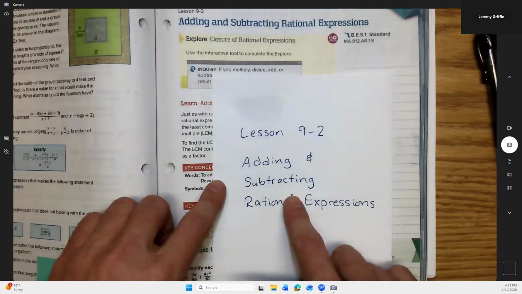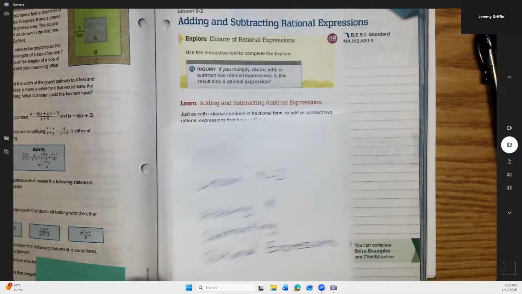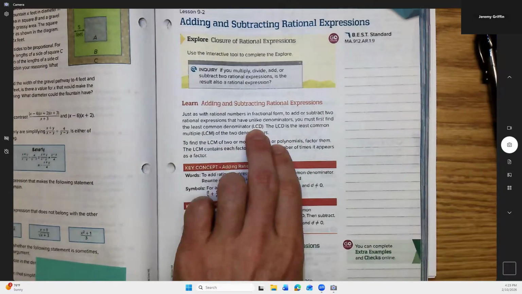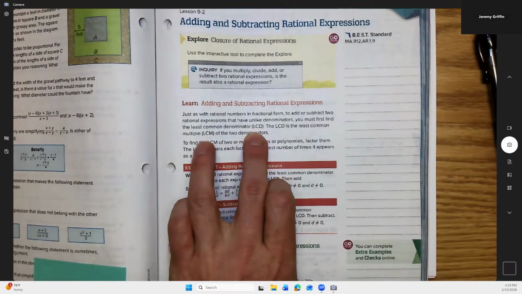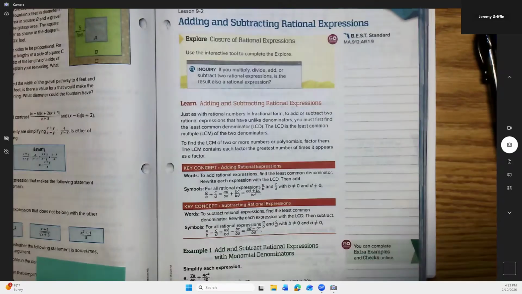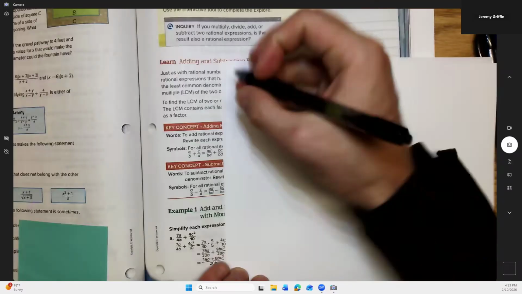Now, if you want to add or subtract two expressions, they have to have a common denominator. That's a key term here. Your book breaks out the acronym LCD, as in least common denominator. So like maybe the simplest common denominator that you can have. Let's jump into some examples and see how these play out.